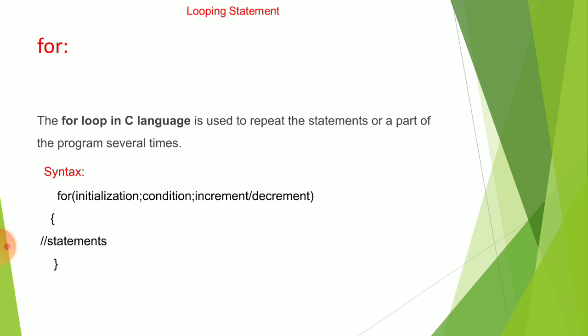The next type of looping statement is for. For also repeats the statements continuously until the condition is false. The syntax for is: for, initialization semicolon, condition semicolon, increment or decrement statements. The for syntax has three parts: initialization, condition, increment or decrement. It is separated by semicolons.